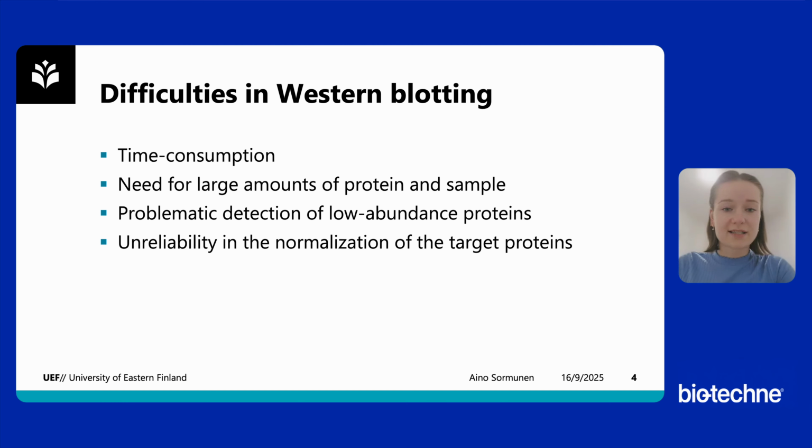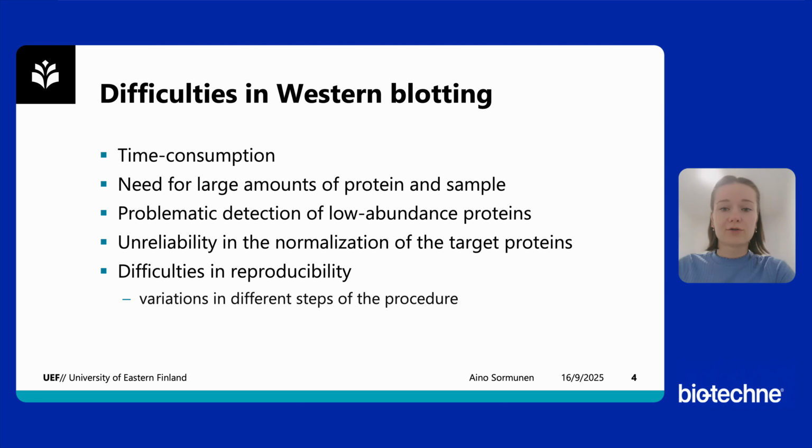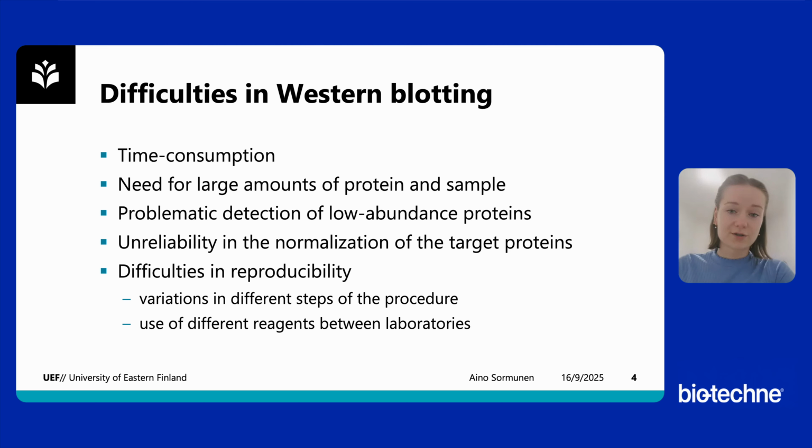In addition, the normalization of the target proteins can be quite unreliable sometimes, and as I'm sure you've heard in the previous talk, there are a lot of problems in reproducibility. These problems can arise because of multiple reasons, but they can include, for example, the fact that different steps of the procedure can be performed in different ways, and that different laboratories often use different reagents for the same steps.